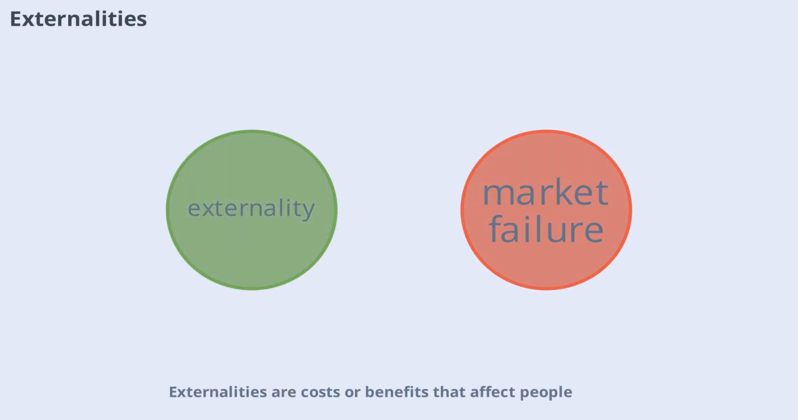Externalities are costs or benefits that affect people who are not directly involved in a transaction. For example, pollution from a factory can harm nearby residents, while a well-kept garden can benefit neighbors. Externalities can be positive or negative, and they often lead to market failures. Addressing externalities is a key reason for government intervention in the economy.